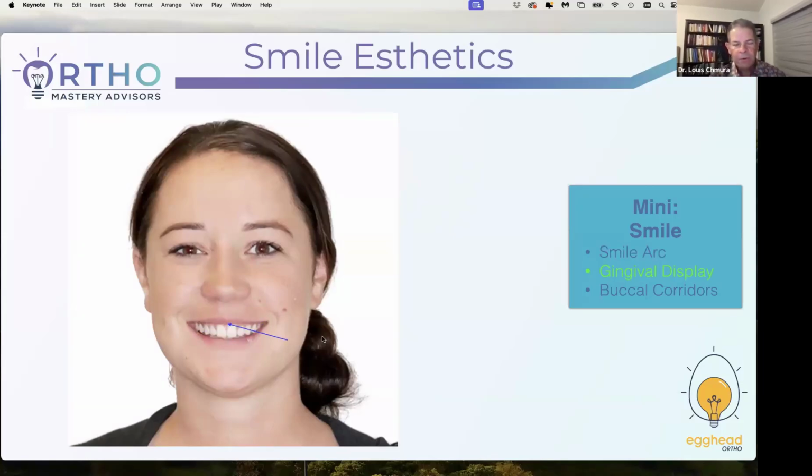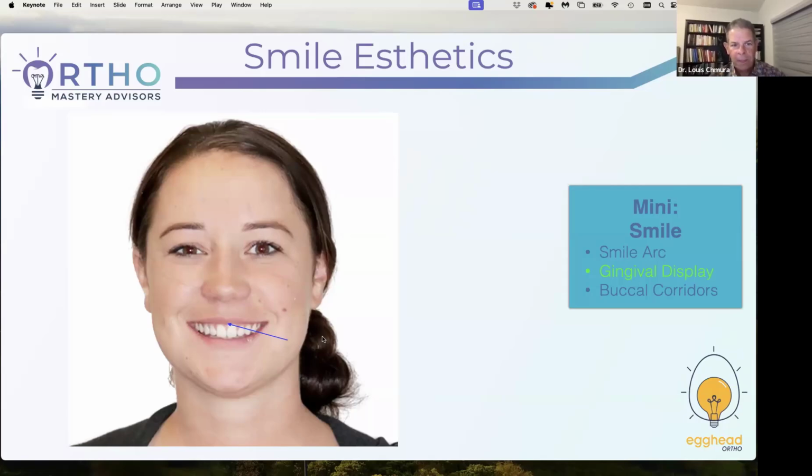Once you look at the gingival display, and that will change by age. So in a 10-year-old, you should see all of the teeth plus some of the gums, 2-3 millimeters of gums. In an adult, this young lady is 21 when we took these pictures. Seeing all the teeth is great. It's a youthful look.